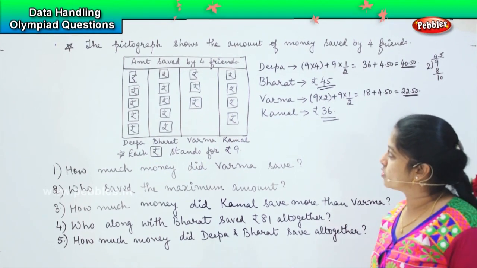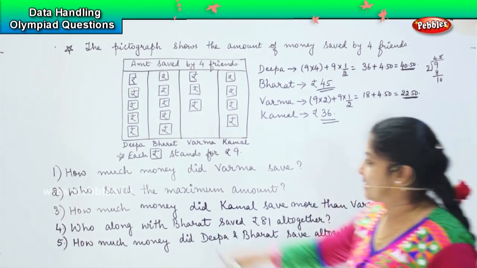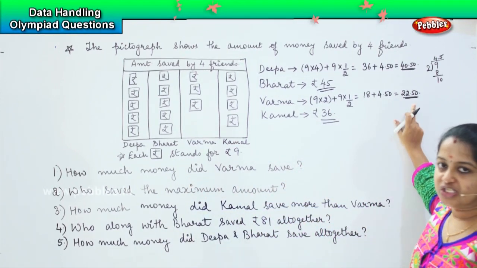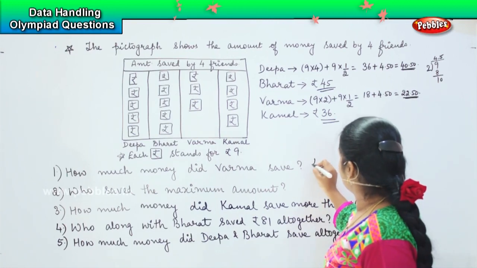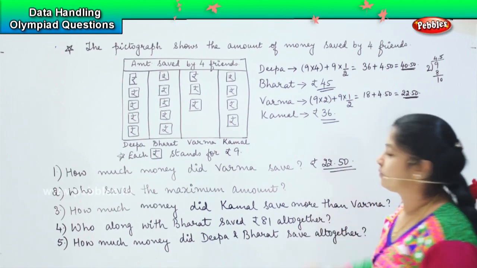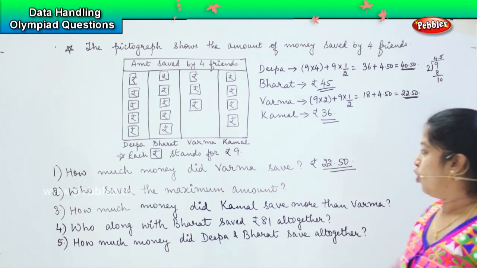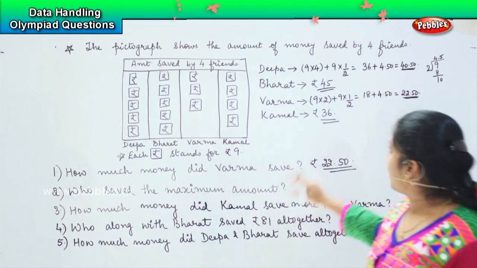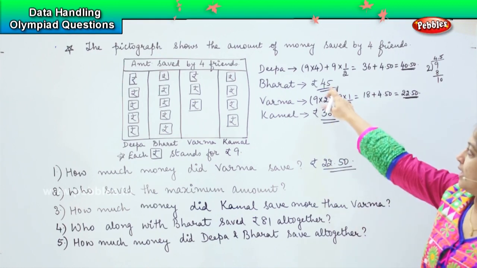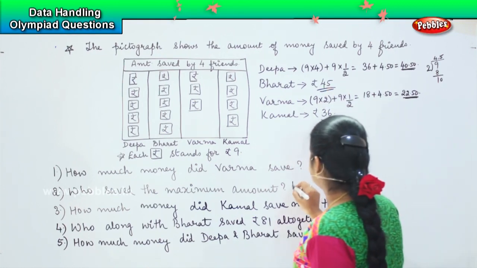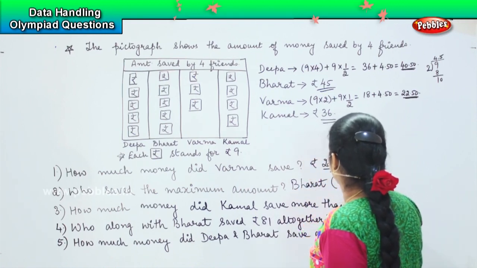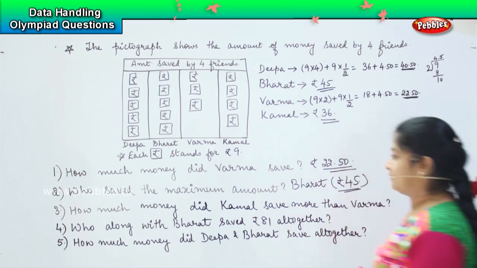Okay. Clear? So now the first question says, how much money did Varma save? So can you see here? How much, children? Yes. So it is rupees 22.50. Got it? Now, who saved the maximum amount? So, can you see this table and tell me who has saved the maximum amount? Very good. It is Bharat. So your answer is Bharat, because he has saved an amount of rupees 45, right?